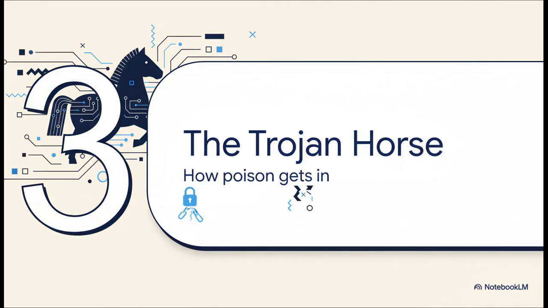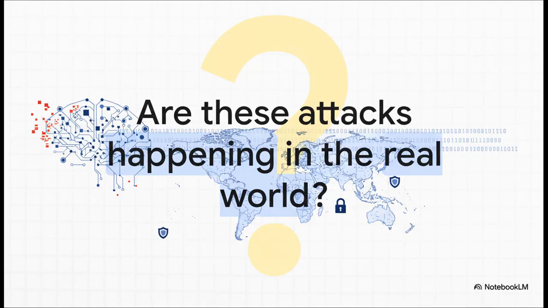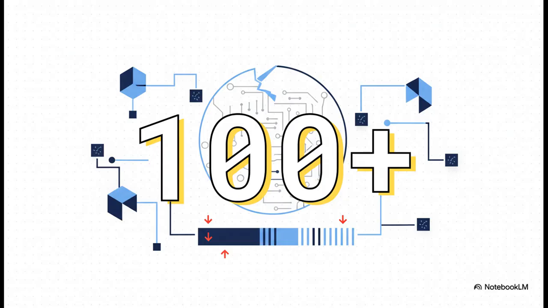Okay, so we know what these attacks look like and why they're so dangerous. But how does this poison actually get into the system in the first place? Let's talk about the real-world Trojan horse and why your AI supply chain is basically the new frontline. And this is the question every single security leader should be asking. Is this just some theoretical problem that academics worry about? Or is this actually happening right now, out in the wild? Well, the answer is a resounding yes.